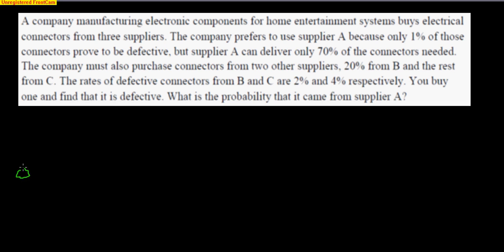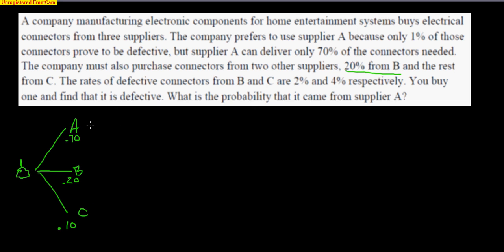So here is a connector. I don't know what a connector looks like, but maybe that's a connector. Now I get my connectors from 3 locations, A, B, or C. The problem says that I get 70% of my connectors from A. Let me continue reading. The company must also purchase connectors from 2 other suppliers, 20% from B and the rest from C. Now that would have to be 10% because they have to add up to 100. So 70 and 20 is 90. The remaining 10% come from C.